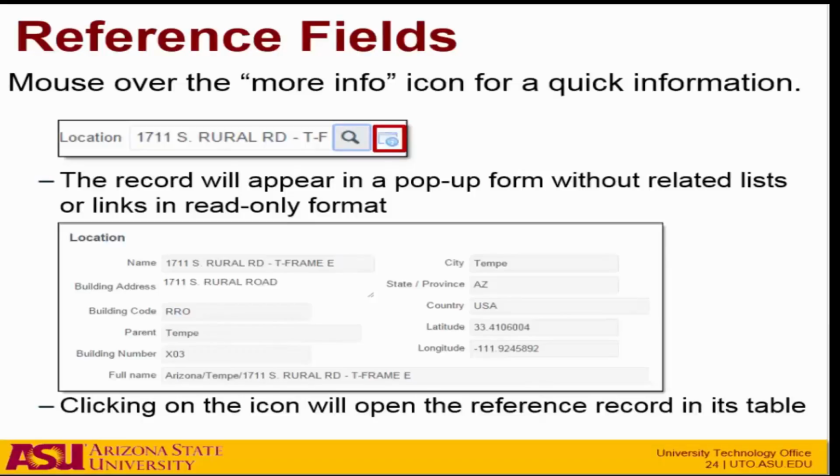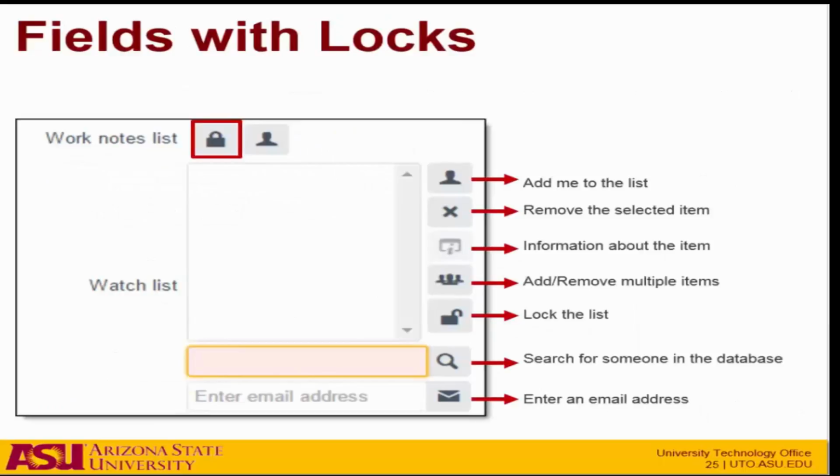Some of the fields have locks on them. If you click on the lock, it will show you more controls. In this particular case, we're looking at the work notes list field, and it's a watch list so that anytime someone puts anything in a work note on this particular record, then the people in this field will get an email. There are all the controls there listed on the right.